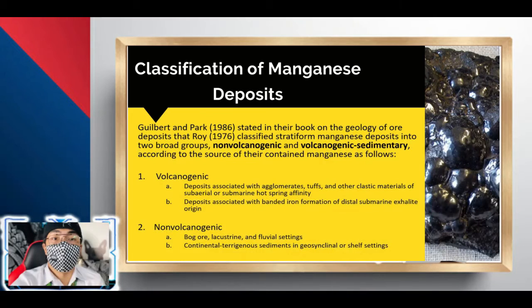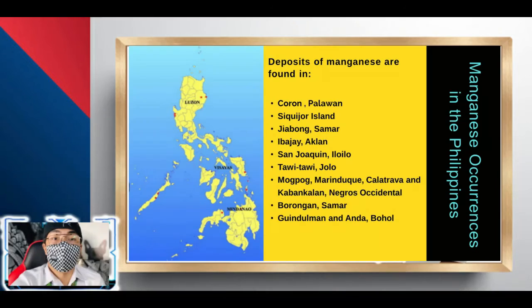So, we come now to the non-volcanogenic. When we say non-volcanogenic, this is not associated with any volcanic activity. The bog ore, lacustrine, and fluvial settings, the continental terrigenous sediments in geosynclinal or shelf settings. When we say shelf settings, it is a portion of the continent that is submerged under an area of relatively shallow water known as shelf area. Much of these shelves were exposed by drops in sea level during the glacial periods.